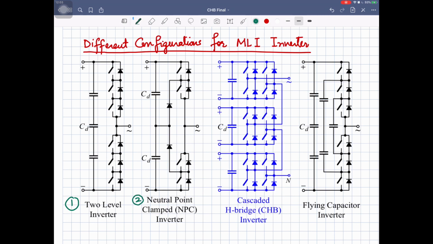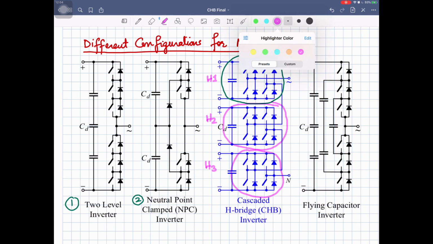The third one is the cascaded H-bridge inverter. The cascaded H-bridge inverter means you are going to connect different H-bridges in series, that you can see over here. This is your first H-bridge, let me call it H1. This is connected with the second H-bridge H2, and the third H-bridge is connected over here, let me call it H3, and all of these are connected in series, that you can observe from here.